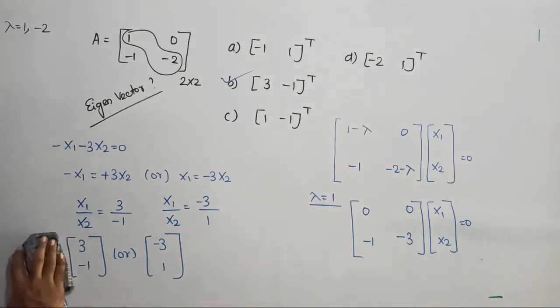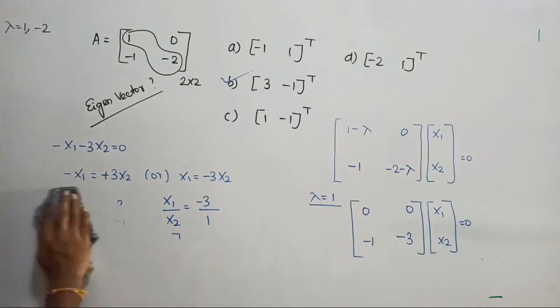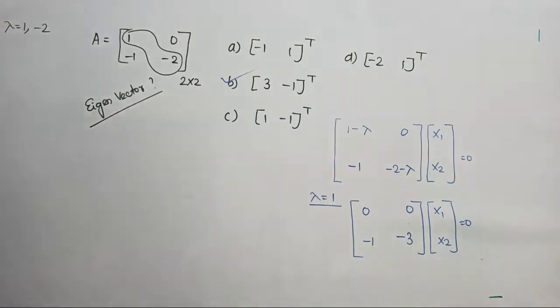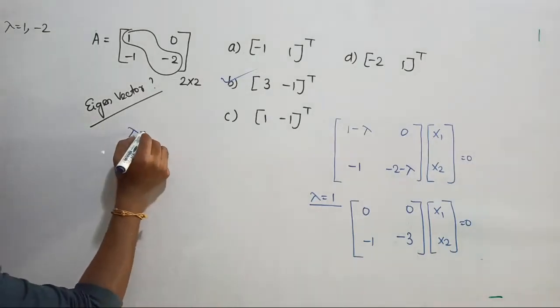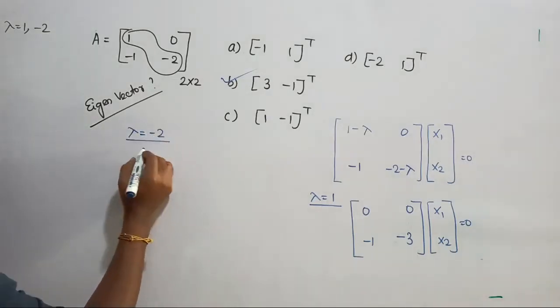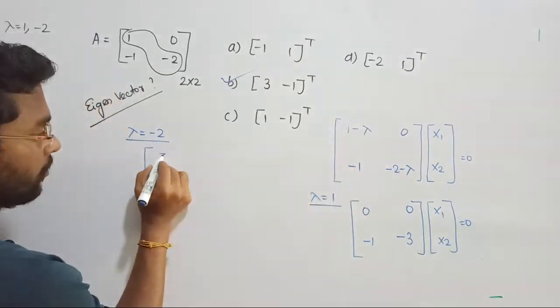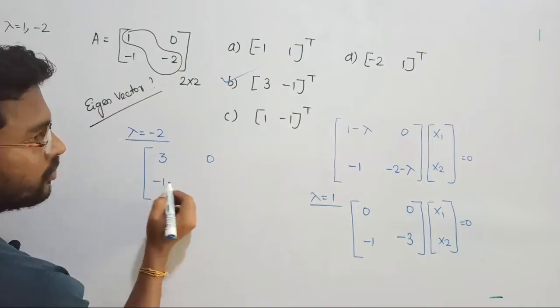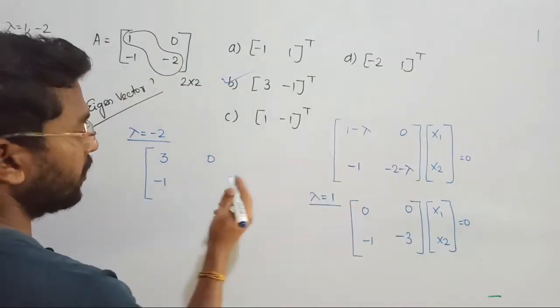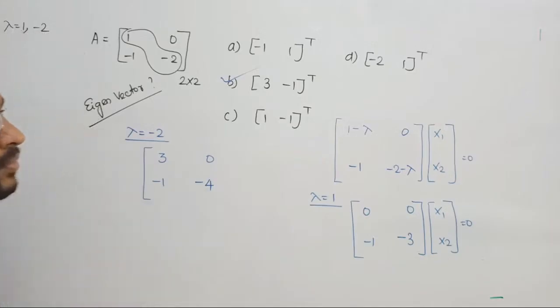So many of you guys have posted the answer. Fine. Substitute lambda equal to minus 2. If I substitute lambda equal to minus 2, what will the answer be? 1 minus of minus 2 will become 3. 0 minus 1 minus 2 minus of minus 2 will become minus 4.